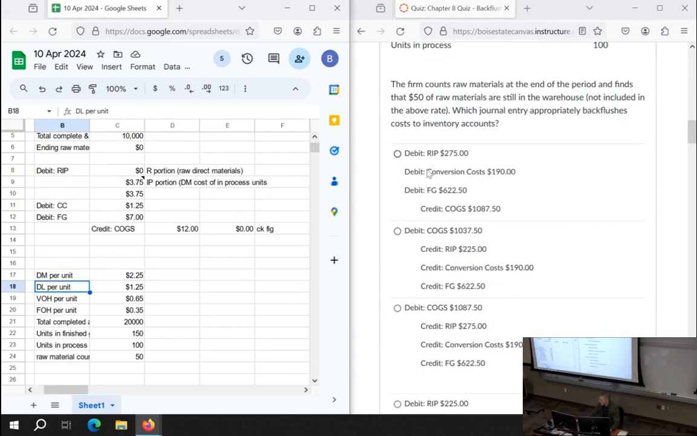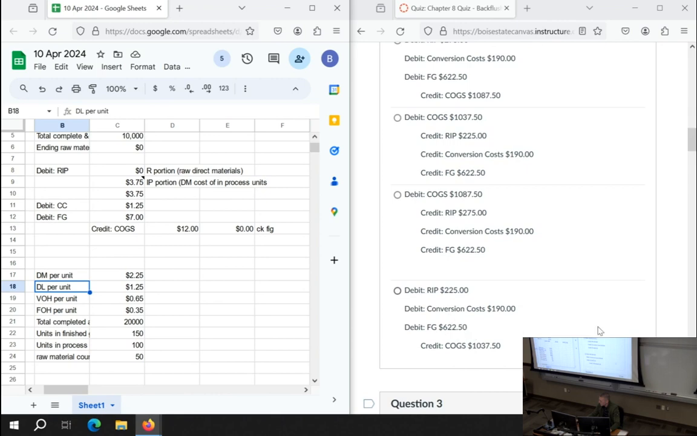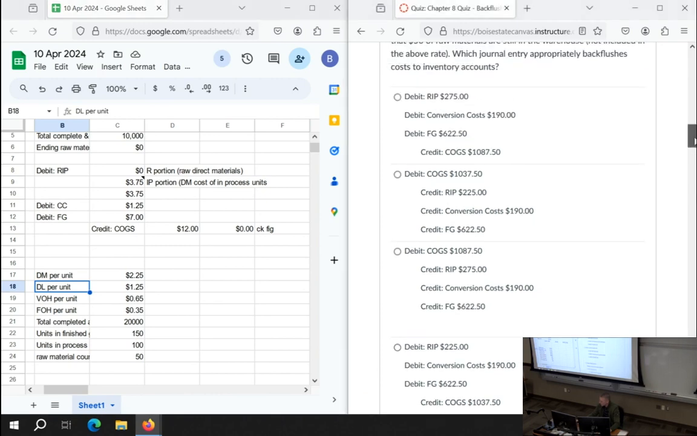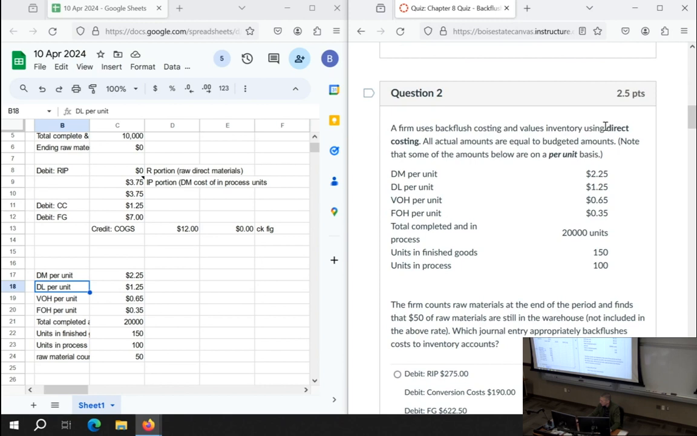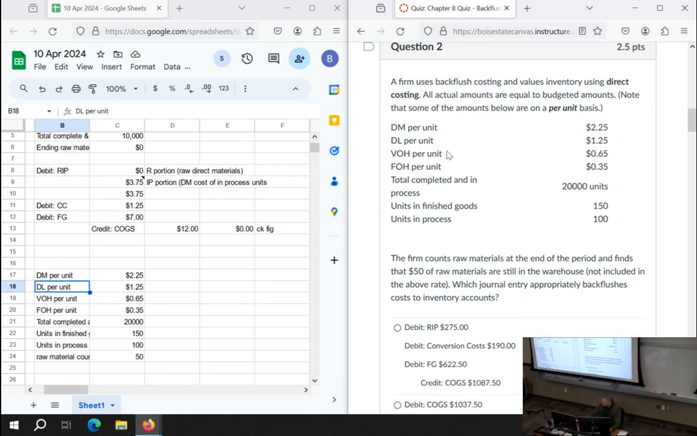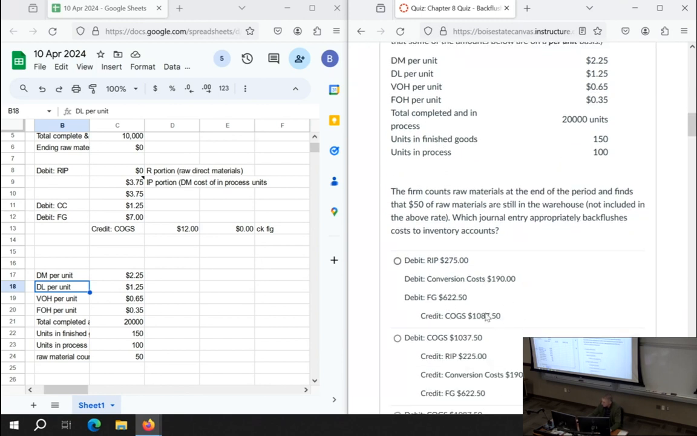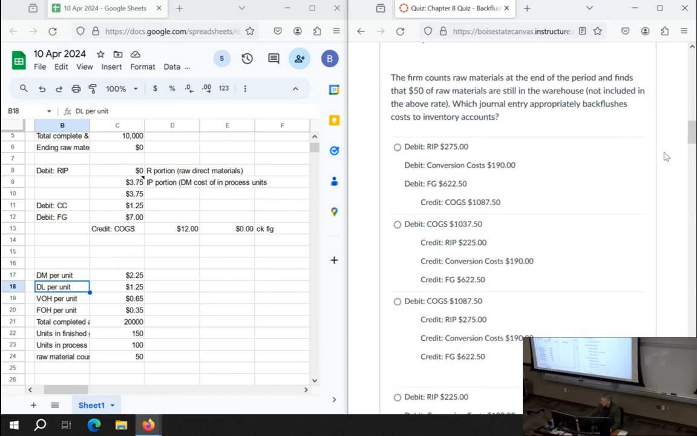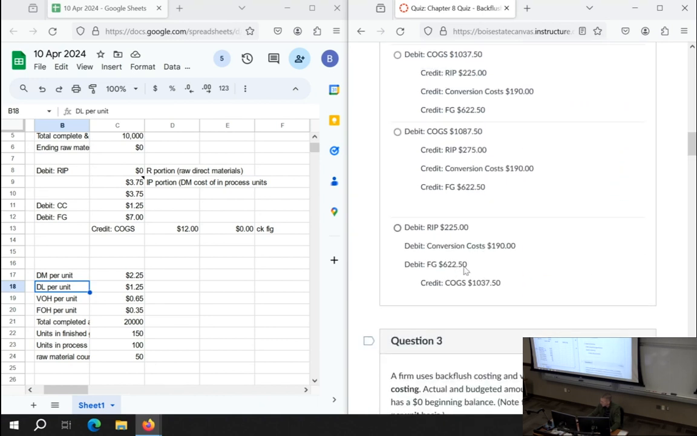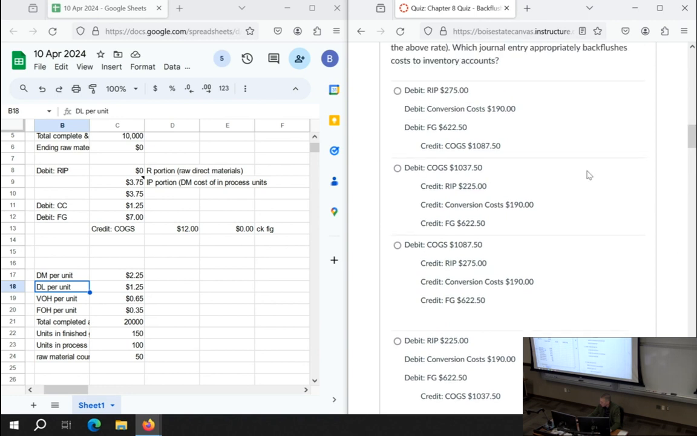Okay, so we know it's either A or D. And if this problem is also testing your knowledge of what direct costing means, then we could guess that it's probably A, because it has a lower COGS value. And maybe it's me testing whether or not you're going to include that fixed overhead rate in your debits to conversion costs and finished goods. Let's compare A and D a little bit more. Yeah, it looks like I have 275 for RIP, 225. Oh, there's more. A and D differ entirely based on the RIP, rather.